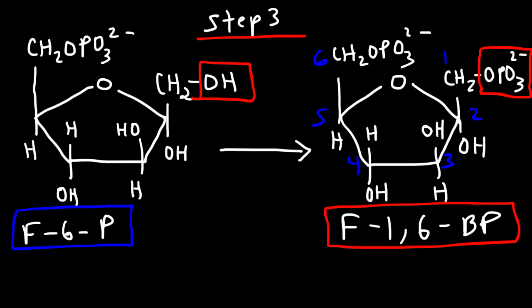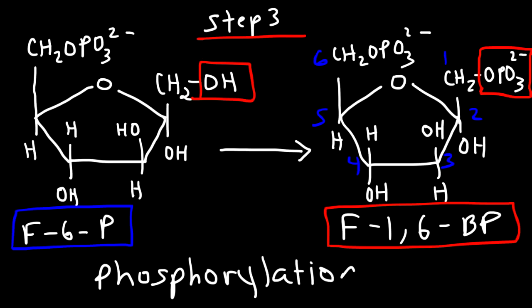Now, if you recall from step 1, what is the name of the process where we're adding a phosphate group to a molecule? What is that process called? That process is known as phosphorylation. This process, step 3, is known as the phosphorylation of fructose 6-phosphate into fructose 1,6-biphosphate.